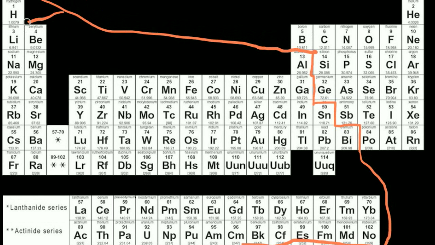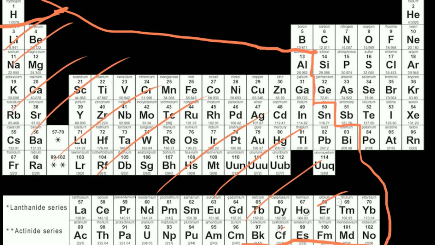And actually, except for hydrogen. Hydrogen's not really in there. But everything inside of this orange line that I just drew is essentially some type of metal. So they've got different types of metallic character. And then everything on this side of the line is going to be some type of non-metal.